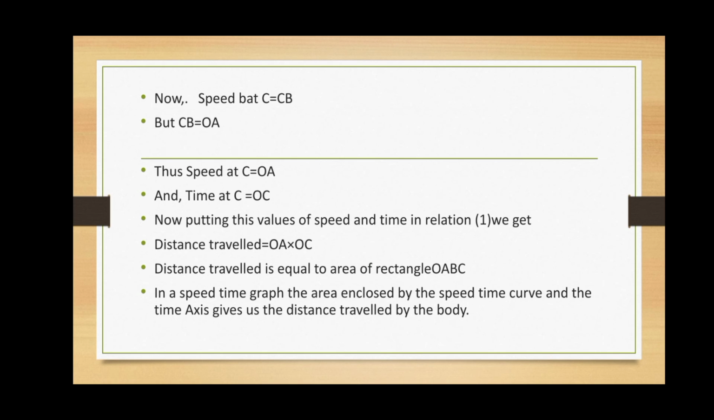Now, putting these values of speed and time in relation one, we get distance traveled is equal to OA into OC. Distance traveled is equal to the area of rectangle OABC. OA into OC means length into breadth. So for a rectangle, OA into OC or length into breadth is equal to its area. So in a speed time graph, the area enclosed by the speed time curve and the time axis gives us the distance traveled by the body.